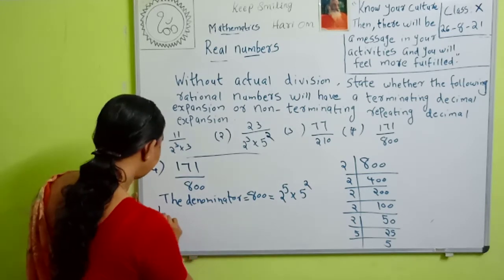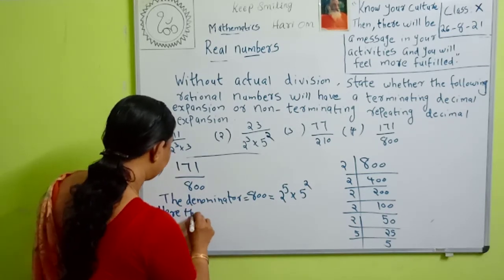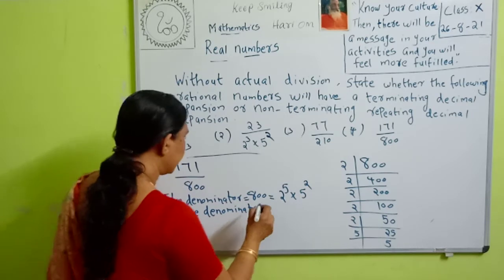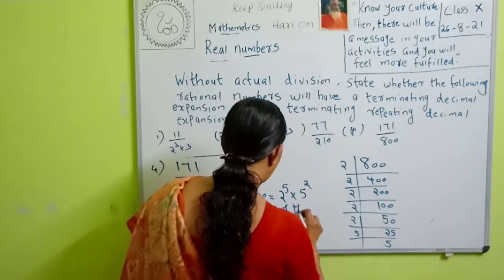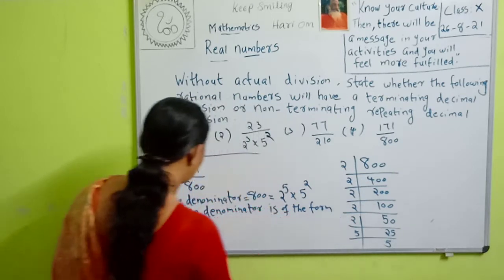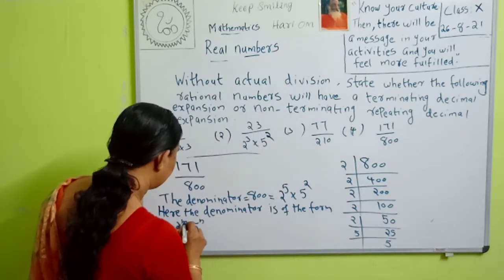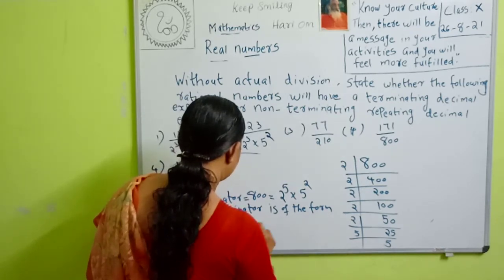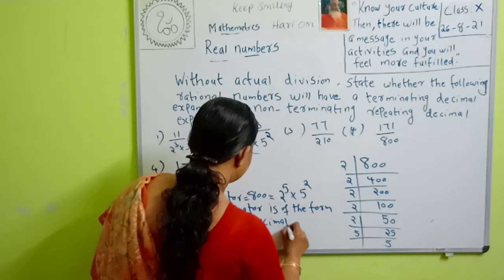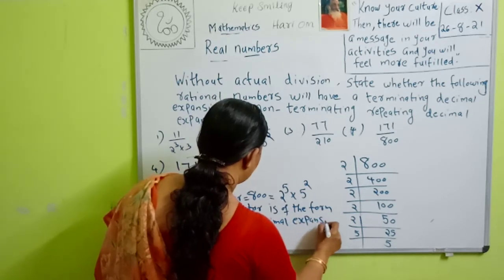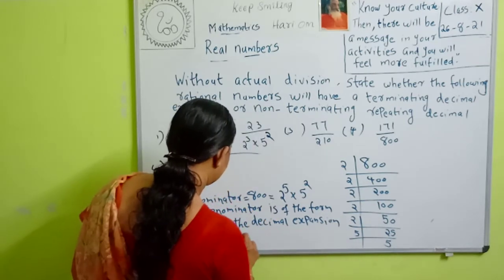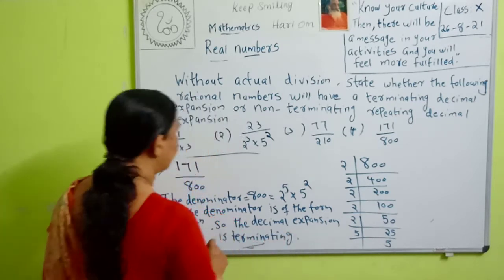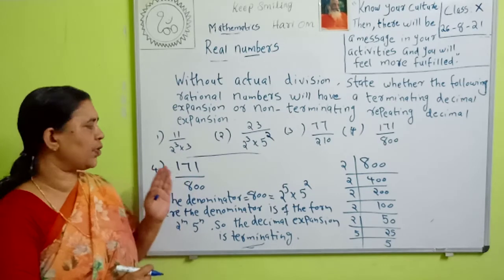Here the denominator is of the form 2 raised to m 5 raised to n. So the decimal expansion is terminating. The decimal expansion is terminating.